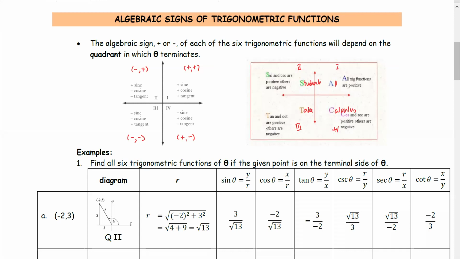In the third quadrant, T represents the tangent function and the cotangent function. They will be positive in this quadrant, and the others will be negative. In the fourth quadrant, C for the cosine and the secant function, which is the reciprocal of cosine, will be positive. The others will be negative.